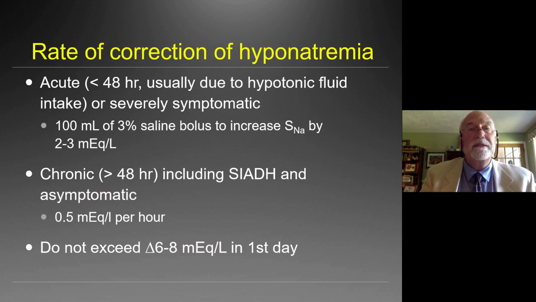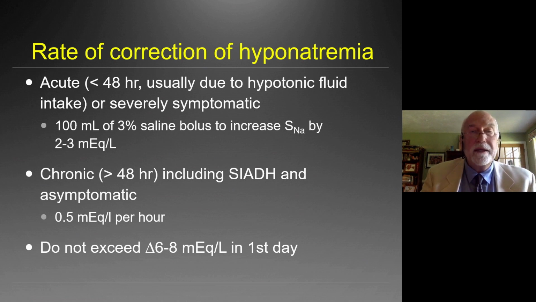Again, the rate of correction is important. If the development of the hyponatremia has been acute, you can correct it quickly. A nice rule of thumb is to remember that 100 mL of 3% saline will increase the serum sodium by about 2 to 3 milliequivalents. So this can be done in someone who's seizing or in a severely symptomatic patient. This is what's also done at events like the marathon, where hyponatremia is occasionally seen.